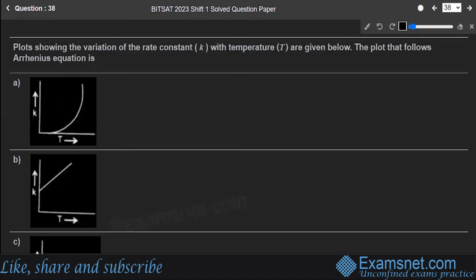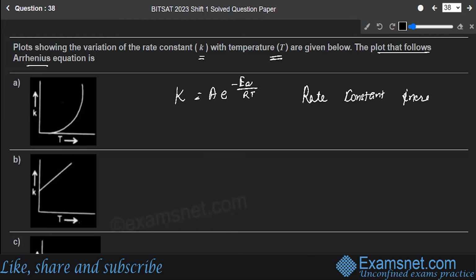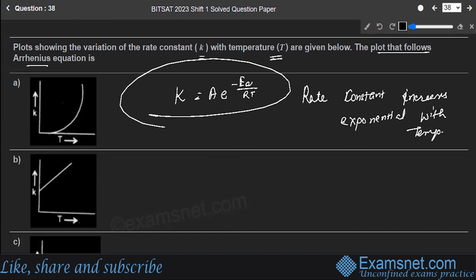Plots showing the variation of the rate constant K with the temperature T are given below. The plot that follows the Arrhenius equation is. See, as per this equation, you have K as A e to the power minus Ea upon RT. The rate constant increases exponentially with temperature, and the exponential according to this equation.